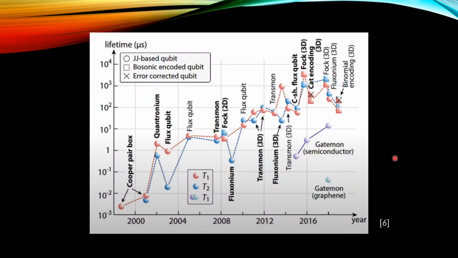So basically, this is a graph of the current superconducting qubit development in terms of lifetime. We can see that Fluxonium over here has one of the highest T1, T2 values. So basically it's very good.